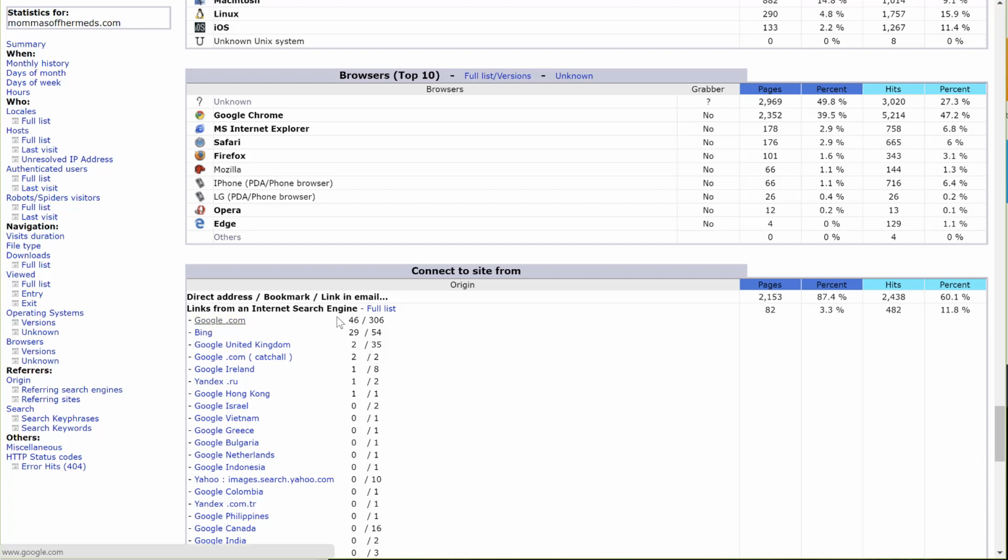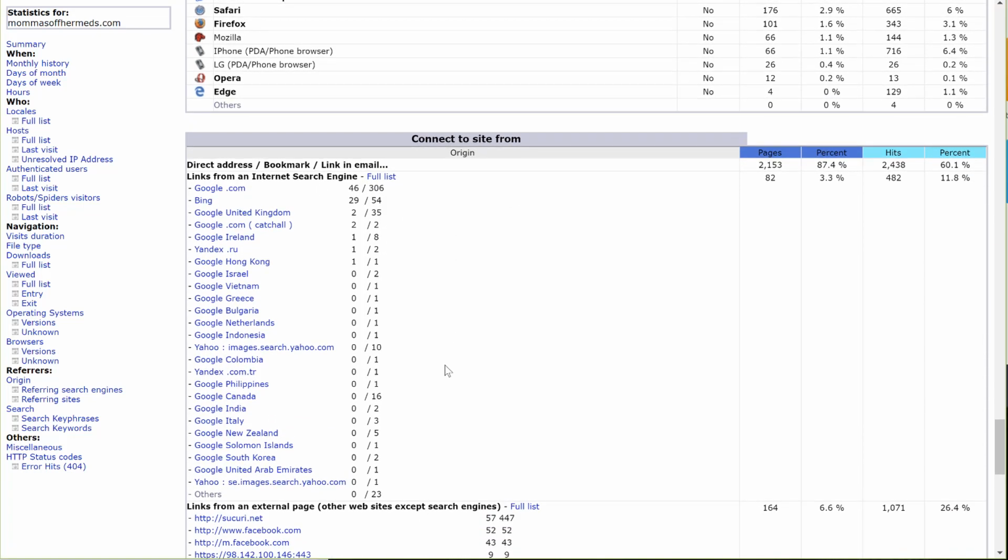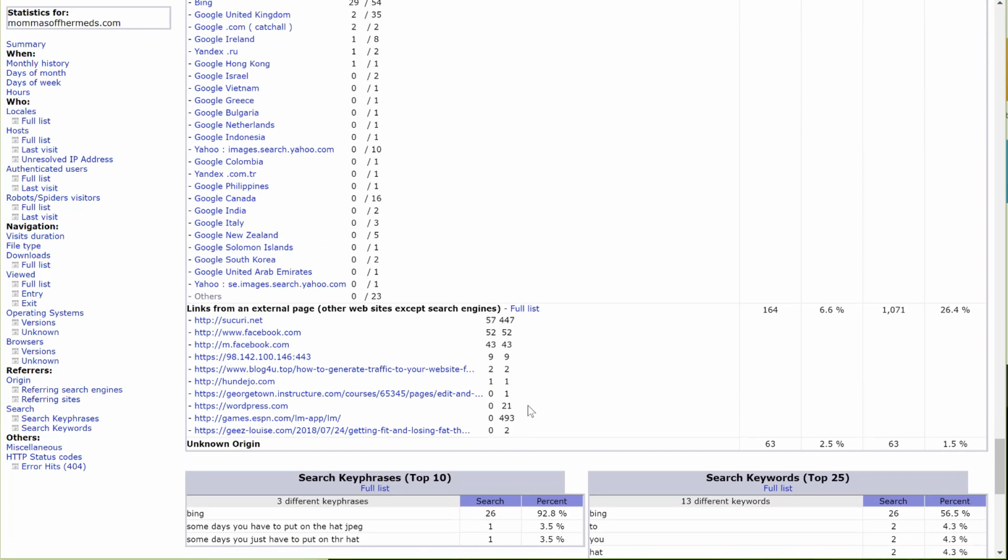Connect to site from. So Google's number one. So these are the different ways people are connecting. Links from an external page. This is something you're going to want to be careful of because a lot of these things are spam. Security .net, that's virus protection. Facebook.com, I don't know why. I do have a lot of Facebook and mobile Facebook links. I share on there. It's not going to tell you exactly where.